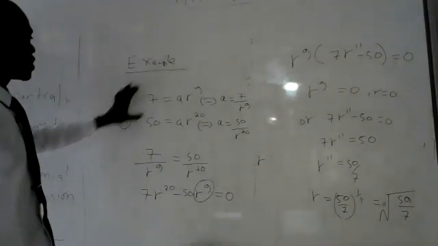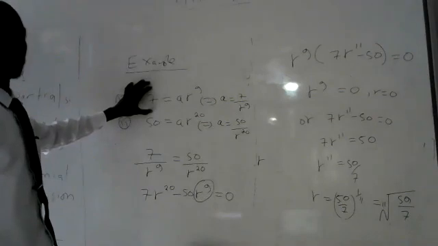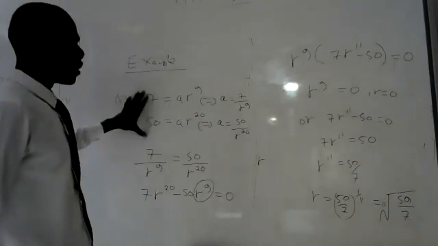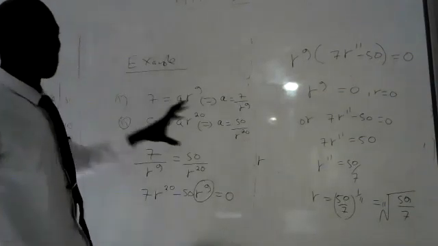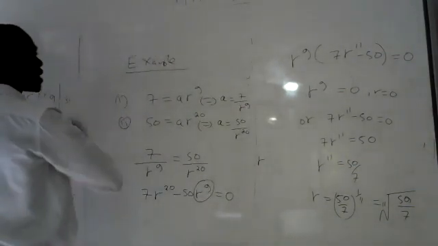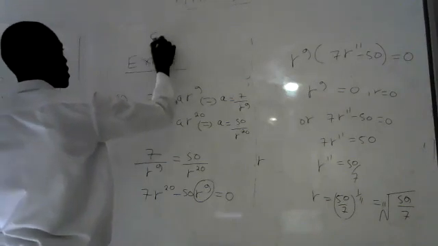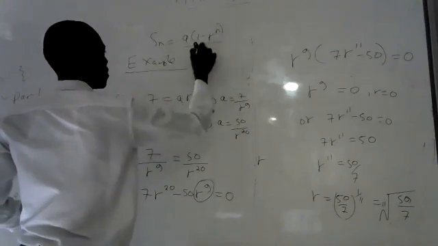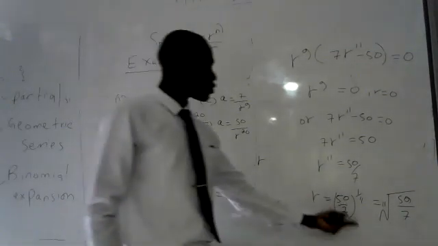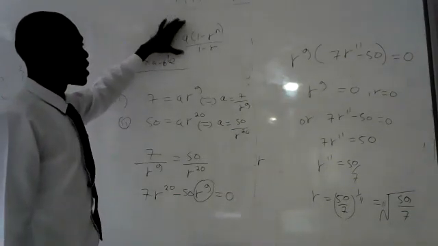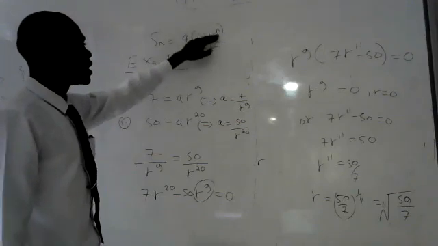Now that we have R, we can use this in any of these equations to compute A. So using this value of R, we can put it anywhere and find A. Once you have A and R, the formula was Sn is A into 1 minus R to the n divided by 1 minus R. So the R that you found here and the A that you will find, you plug in this formula and find the sum of terms, remembering that n is 20.